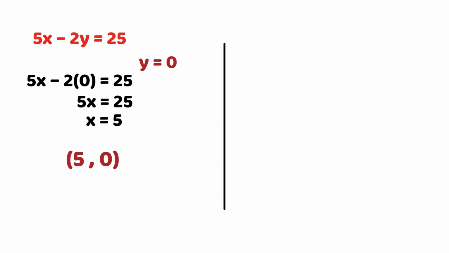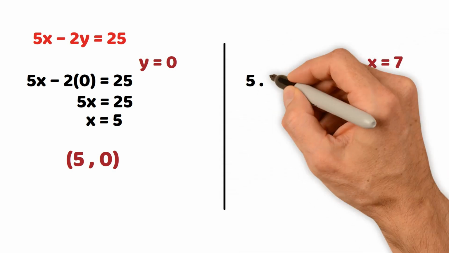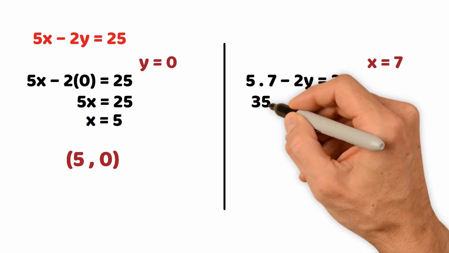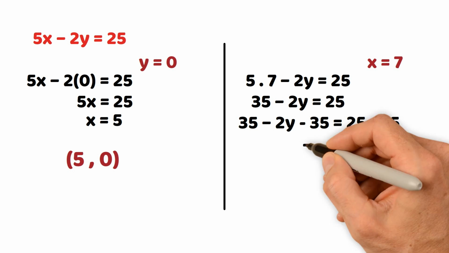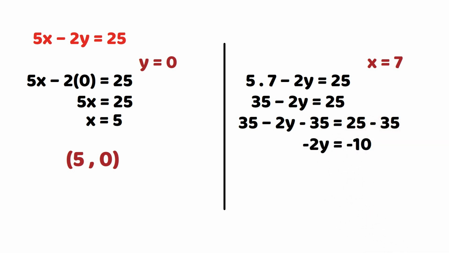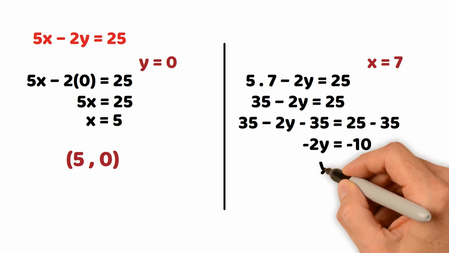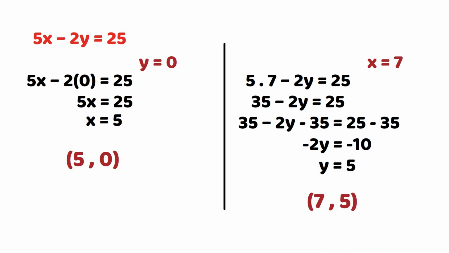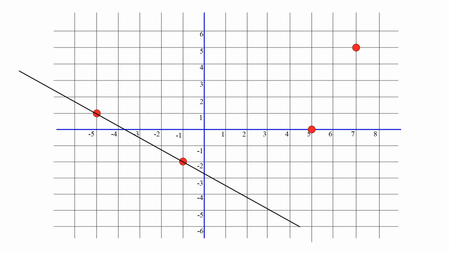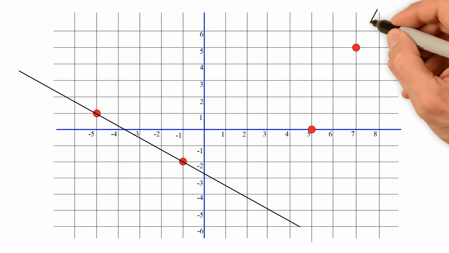Let's then turn to x equals 7. If x equals 7, then it would be 35 minus 2y equals 25. Subtract 35 from each side, and we have negative 2y equals negative 10. Divide each side by negative 2, and y equals 5. So 7, 5 would be another point on this line. We can plot these 2 points and connect them with a straight line.